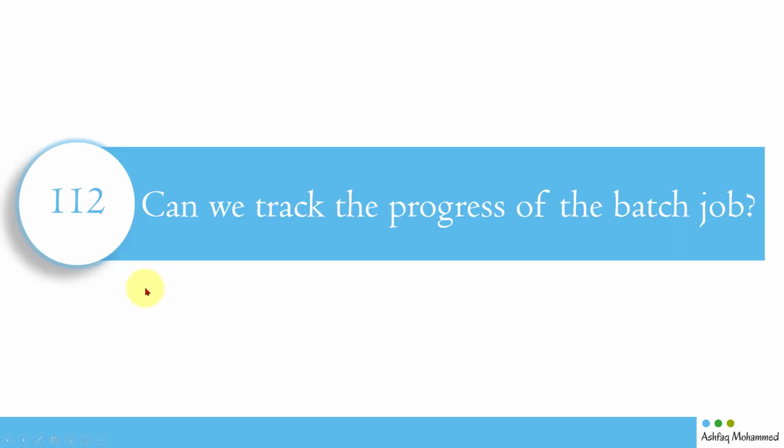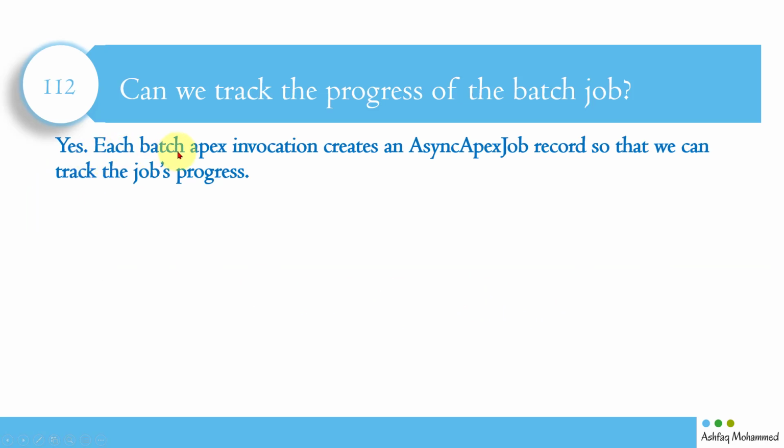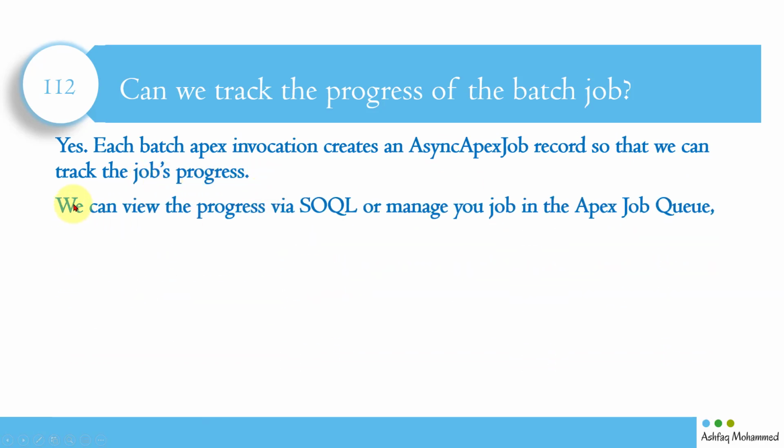Next question: can we track the progress of the batch job? Yes, each batch Apex invocation creates an AsyncApexJob record. This is a system object. Go and check each of its fields, and the details of the batch will be there. So we can track the job's progress, and we can view the progress via SOQL or Manage your job in the Apex Job queue.